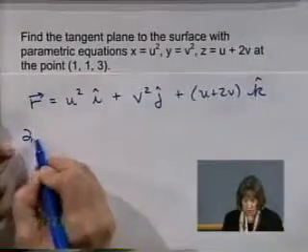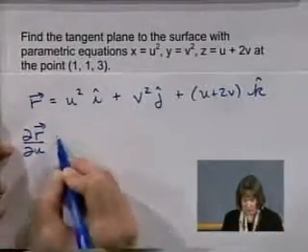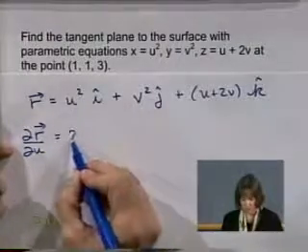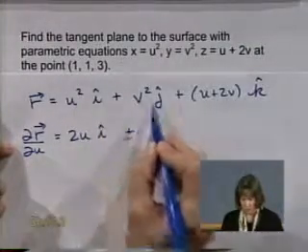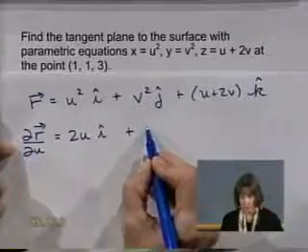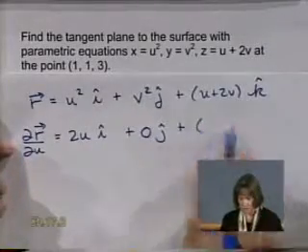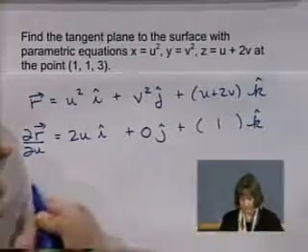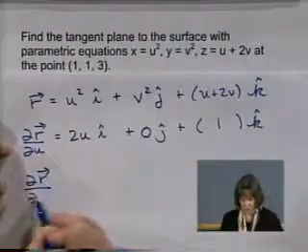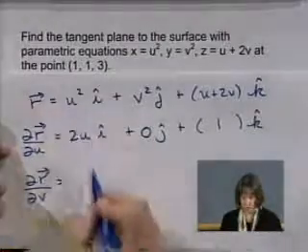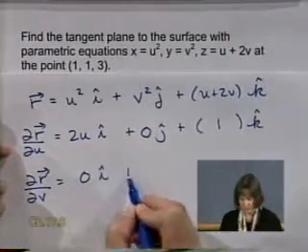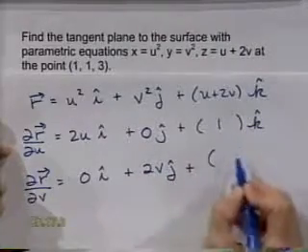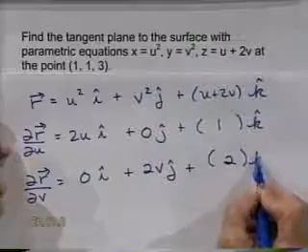So what is the partial of r with respect to u? Well, the partial of u squared with respect to u is 2u. What's the partial of v squared with respect to u? 0. What's the partial of u plus 2v with respect to u? 1. The partial of r with respect to v: partial of u squared with respect to v is 0. Partial of v squared is 2v. And partial of u plus 2v with respect to v is 2.